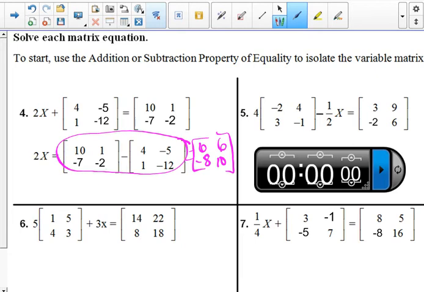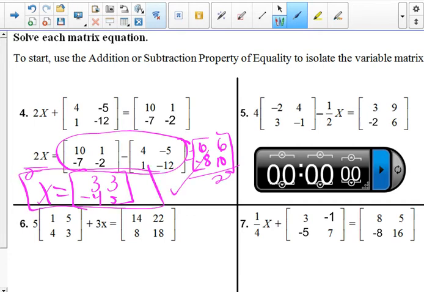All right, now what's our next step? Multiply each side by a half or divide each side by 2. So we're going to get x is equal to 3, 3, negative 4, and 5. And that's your answer. Are there any questions on how to do this?